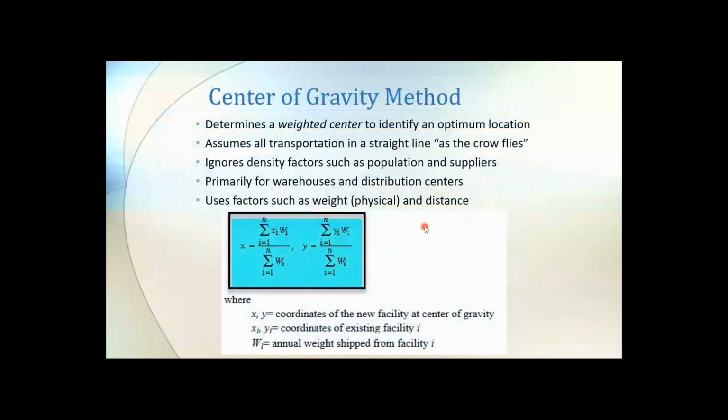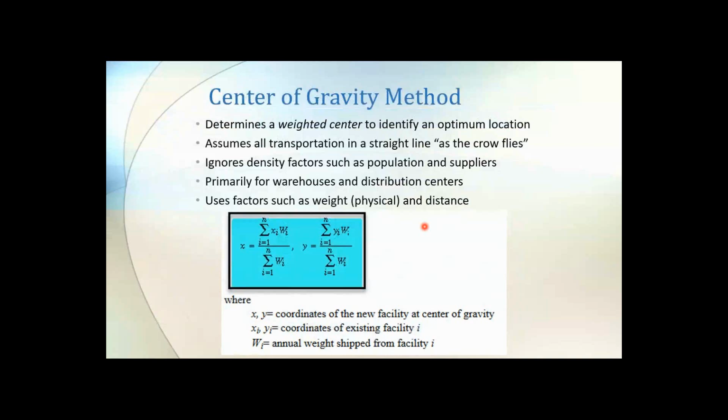So, center of gravity method, and this is very simple. It determines a weighted center to identify an optimum location. And what I mean by weighted center is, let's say you have 4 points and you triangulate. You basically draw an X between the 2 farthest, top left and bottom right, and you draw a line between the top right and the bottom left, and then you find out where that pinpoint center is. You can also do it mathematically.